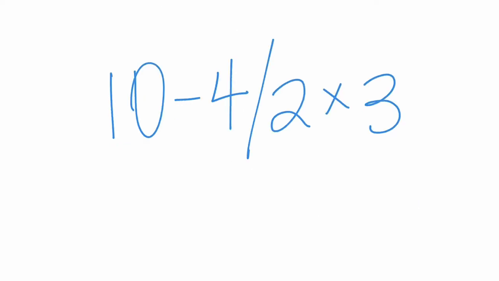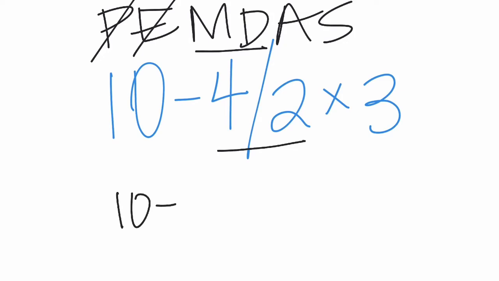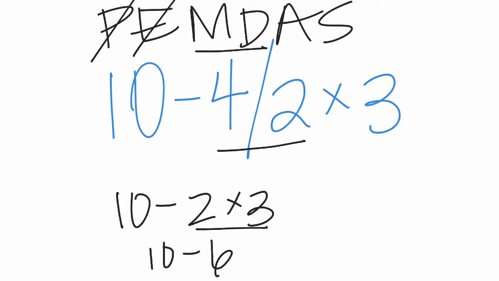Let's do another one. PEMDAS, please excuse my dear Aunt Sally. I don't have parentheses, I don't have exponents. Multiplication and division. I'm going to skip 10 minus, and I'm going to go to 4 divided by 2. So I have 10 minus 4 divided by 2, which is 2, times 3. I still have multiplication, so I'm going to skip the 10 minus. 2 times 3 is 6. Now I can solve. 10 minus 6 is 4.